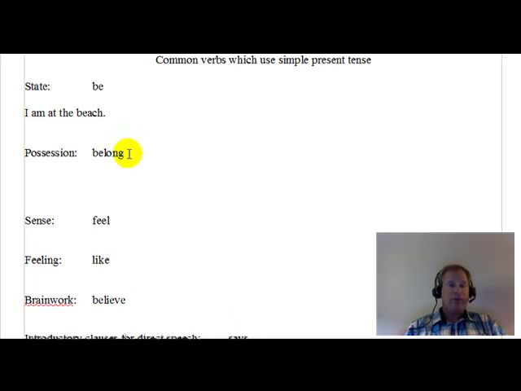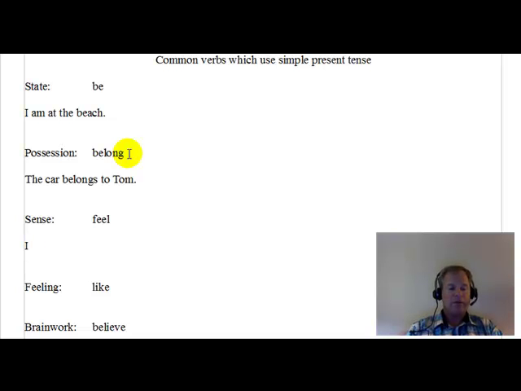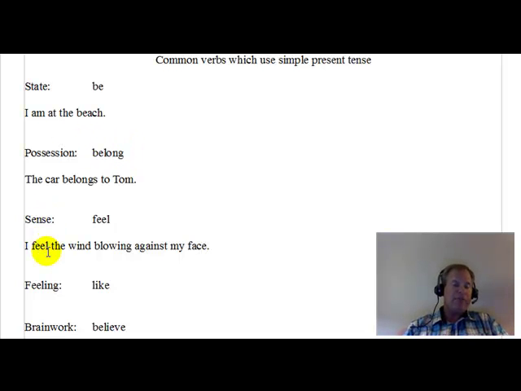Possession. The simple present works pretty well. If I said the car belongs to, let's say, Tom. So I'm discussing ownership. Verbs which have to do with sense. If I said I feel the wind blowing against my face. In this case, I would not say I am feeling the wind. I'd say I feel the wind blow against my face.